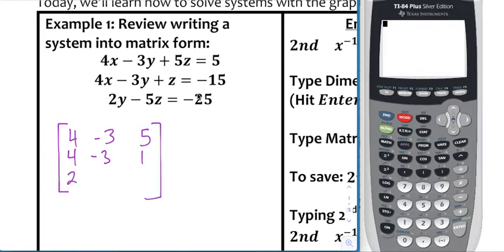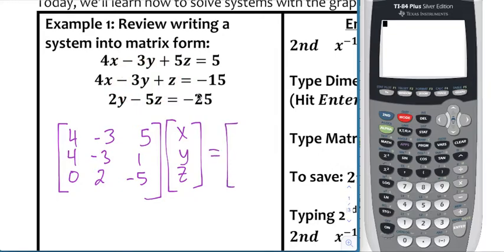And my third row, 2, negative 5, oh, lies. Because look at what I just realized. There is no x. There's a y and a z, so that means 0 for the x, 2 for the y, and negative 5 for the z. So if we were to multiply these, we would multiply it by a matrix x, y, z. And that's how we would get this happening right here with our system. So then it's going to be equal to a matrix that just has our constants at the end. So 5, negative 15, and negative 25.